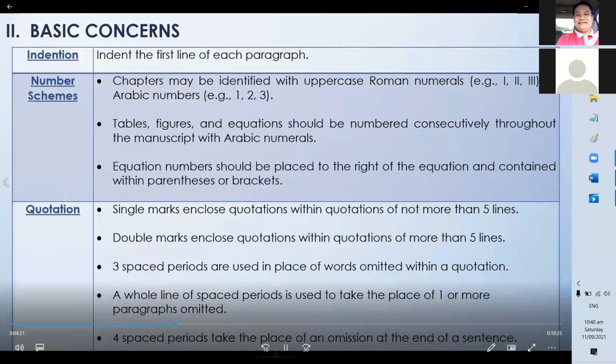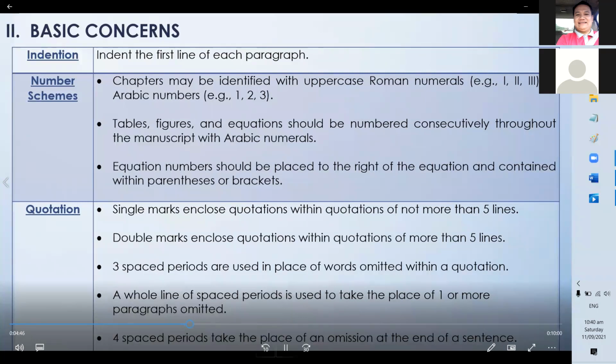The number schemes. Chapters may be identified with uppercase Roman numerals or Arabic numbers. Tables, figures, and equations should be numbered consecutively throughout the manuscript with Arabic numerals. Equation numbers should be placed to the right of the equation and contained within parentheses or brackets.